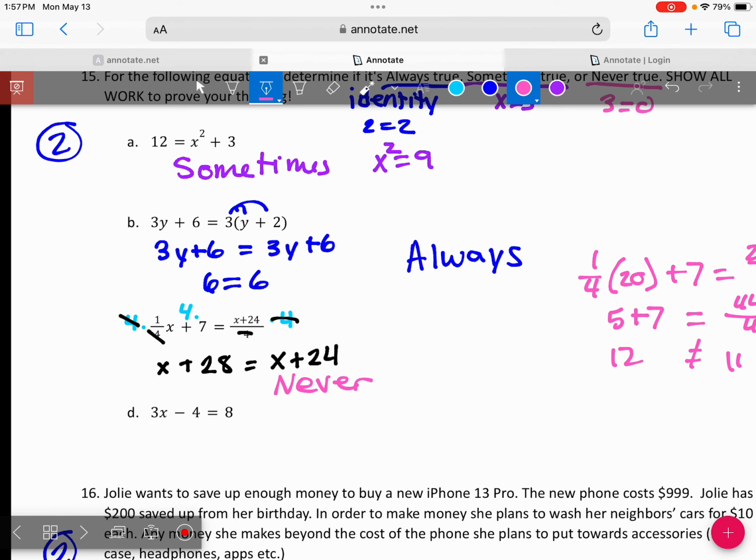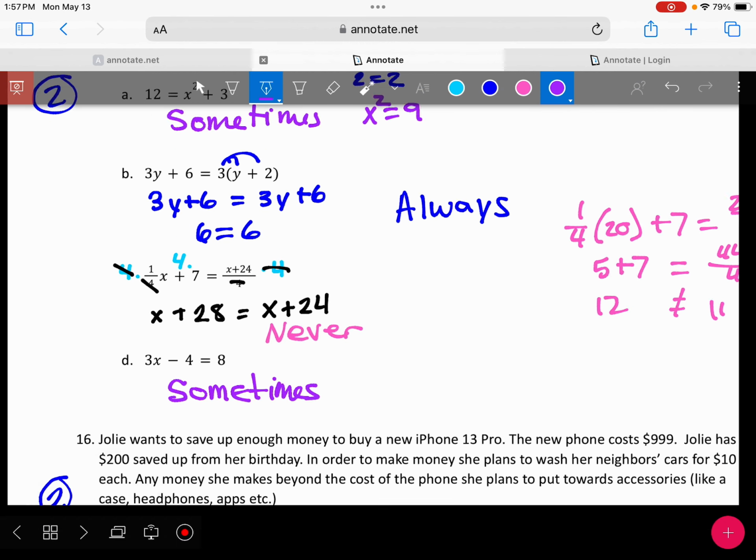How about part D? What do we think on that one? Sometimes. We could solve this. For the most part, if you have an x on one side of your equation, it'll be a sometimes. It has to have x's on both sides for things to cancel out, or y's on both sides for things to cancel out. So this one would be a sometimes. I don't know why that E looks like a C. There we go.